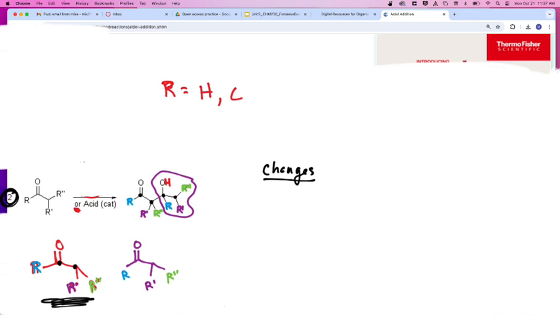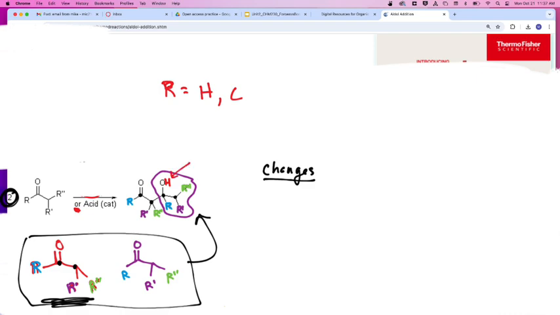So we started with this, and we became this. What changed? And we just have to talk through it. So it received a hydrogen. What hydrogen are you talking about? Red hydrogen. Okay. So we're talking about gaining a hydrogen. What else changed?